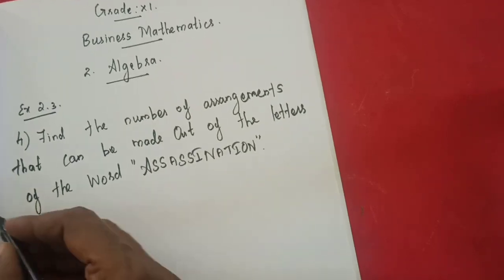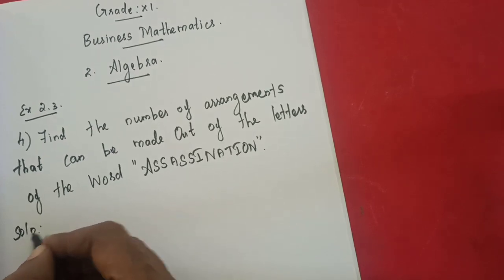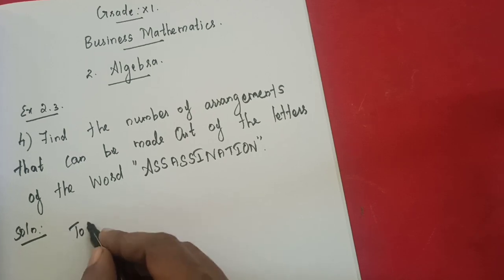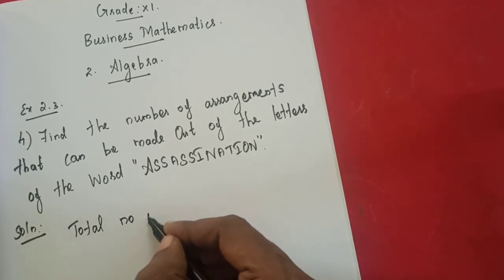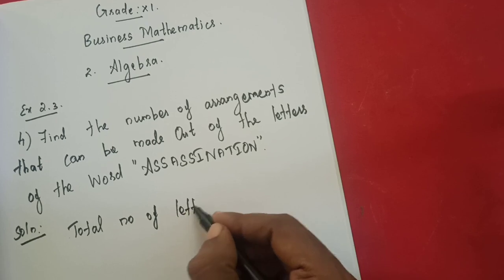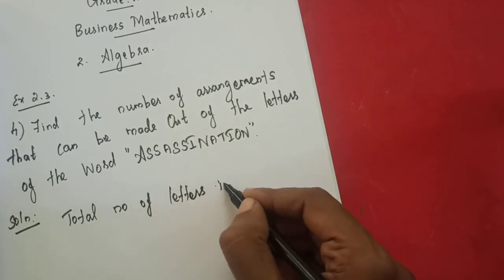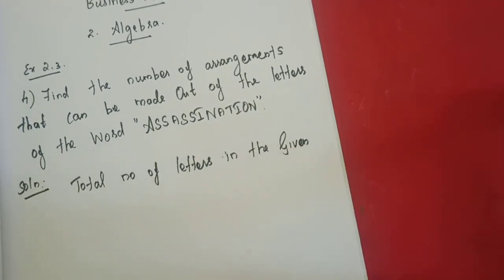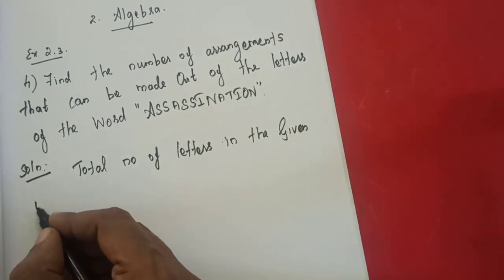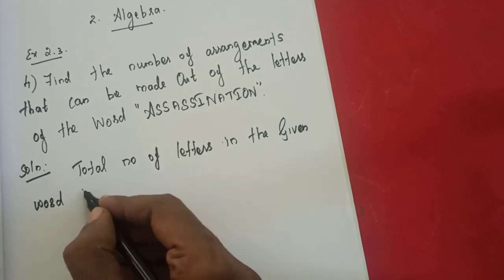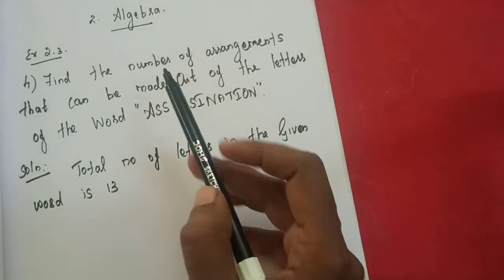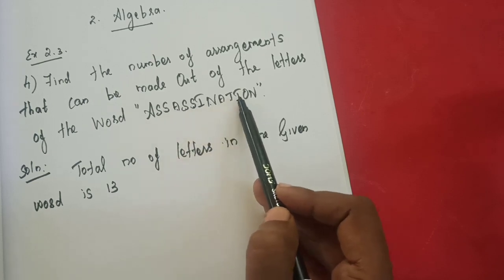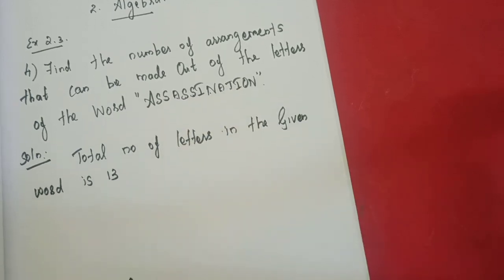Please listen. Solution. First, you need to find out the total number of letters in the given word. The given word is assassination. So the total number of letters in the given word is 13. Count them: 1, 2, 3, 4, 5, 6, 7, 8, 9, 10, 11, 12, 13. So 13 letters are there.